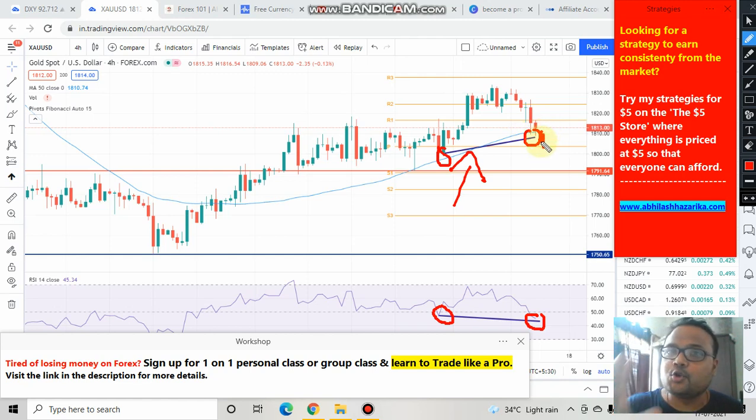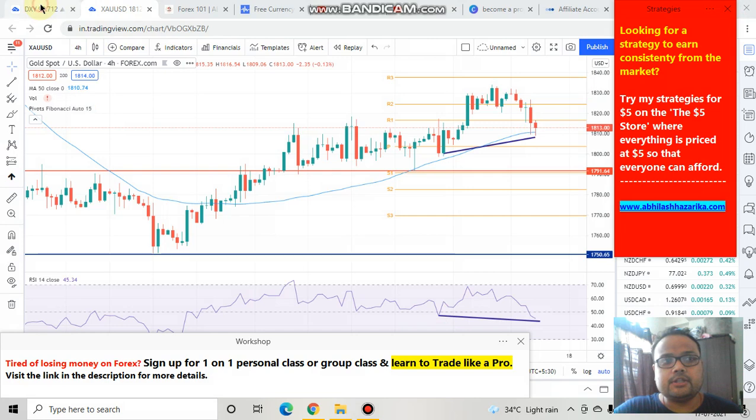If price fails to go up and comes down, you can short the market, because RSI divergence is one of the most popular indicators. Even I do follow RSI divergence. So if the market starts going down from here on Monday, I will also short the market.